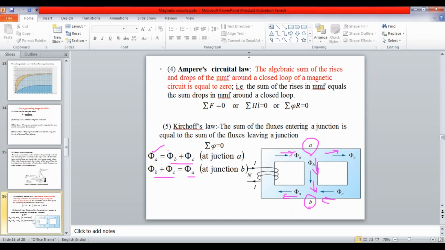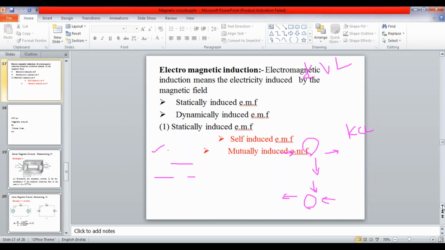Kirchhoff's magnetism law is similar to KCL, and Ampere's circuit law is similar to KVL. This can be remembered in this manner. Based upon these two laws, we will try to solve some problems in this class.